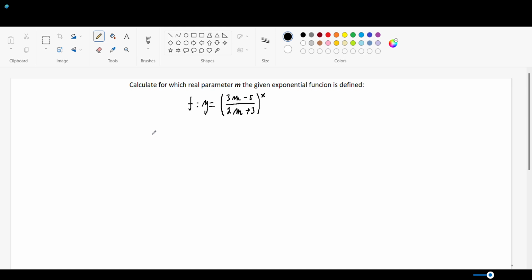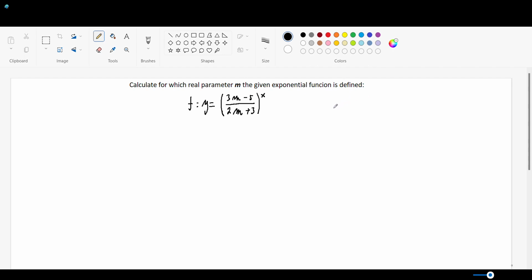Hello and welcome to our next video about solving a task like this concerning the exponential function. So today we are supposed to calculate for which real parameter m the given exponential function is defined.